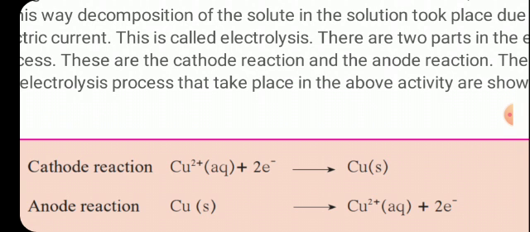Anode reaction, Cu solid gives Cu2+ aqueous plus 2 electrons. Aqueous means these copper 2 plus ions are surrounded by water molecules. Therefore, aqueous, aq is written in the bracket. So, these two reactions are taking place in this activity.